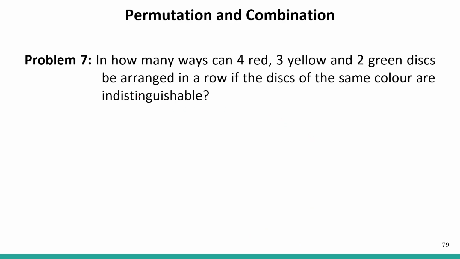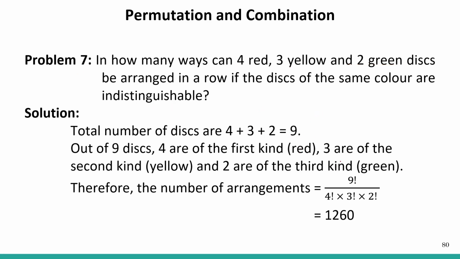Okay, so let's try to see problem number 7. In how many ways can 4 red, 3 yellow and 2 green discs be arranged in a row if the discs of the same color are indistinguishable? So 4 plus 3 plus 2, it will be 9. So 9 factorial by 4 factorial into 3 factorial into 2 factorial. Whatever the value is, it will be the correct answer. That will be 12,60. So the total number of discs is 9, which is how we have written 9 factorial in the numerator.